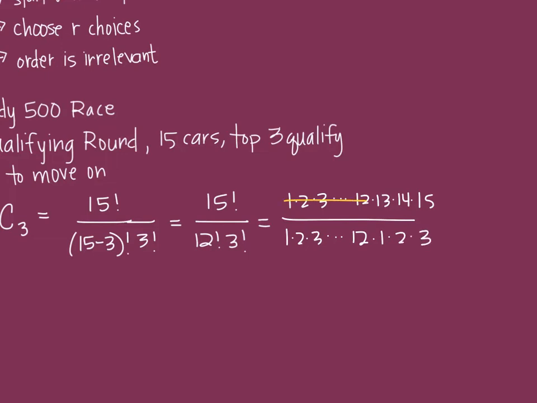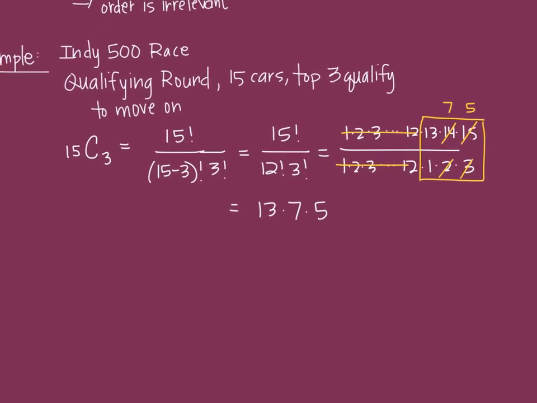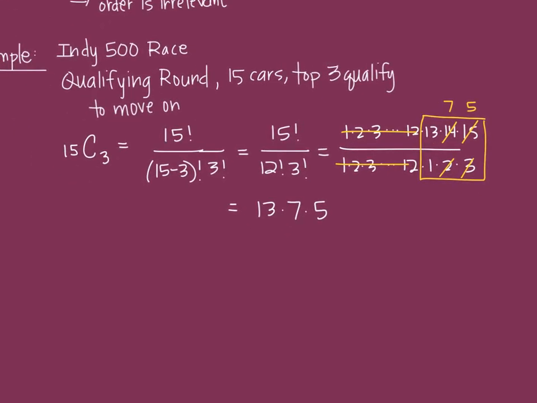So the 1 through 12s reduce, and I'm left with 13, 14, 15 over 1, 2, 3. The 3 reduces into the 15 to give me 5. The 2 reduces into the 14 to give me 7. So overall, I'm left with 13 times 7 times 5, which then you'd grab your calculator to evaluate to find out how many possible outcomes there could be in this Indy 500 race.